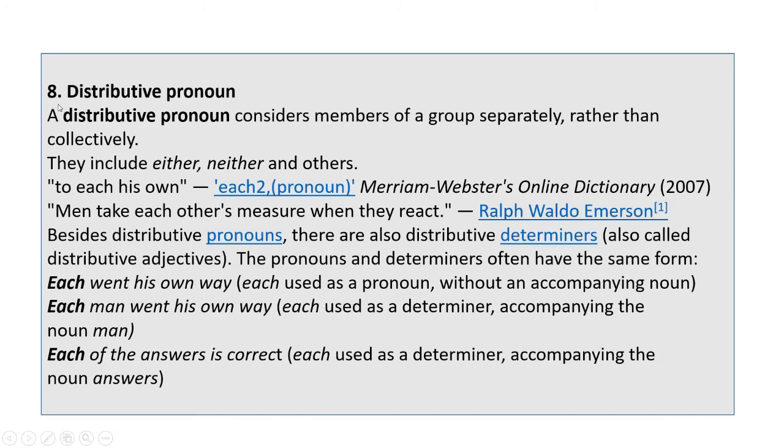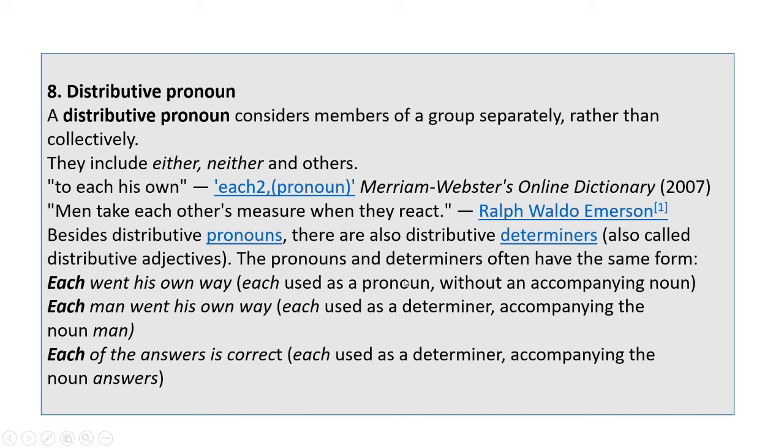Now see number 8, distributive pronouns. A distributive pronoun considers members of a group separately rather than collectively. They include either, neither, and others, and "to each his own." Each, pronoun, Merriam-Webster Online Dictionary 2007. "Men take each other's measures when they react," Ralph Waldo Emerson. Besides distributive pronouns, there are also distributive determiners, also called distributive adjectives.